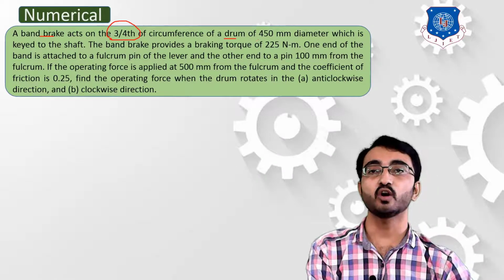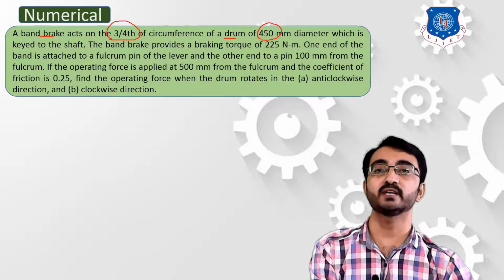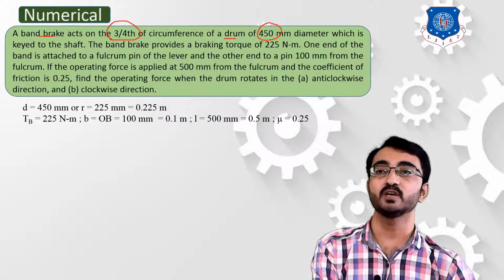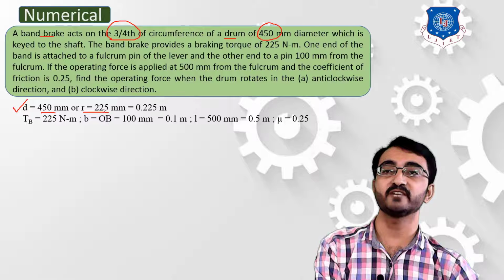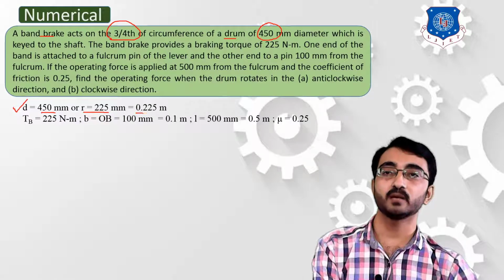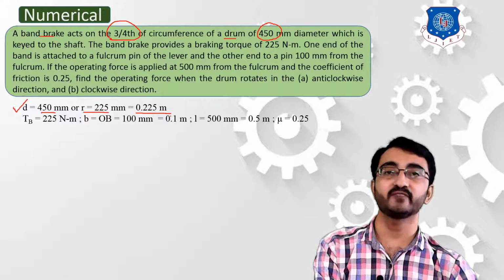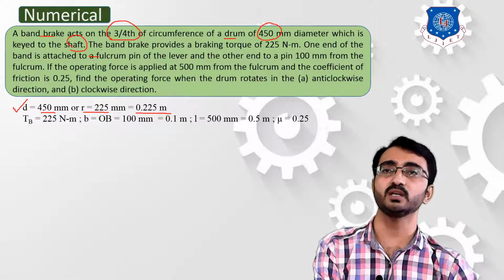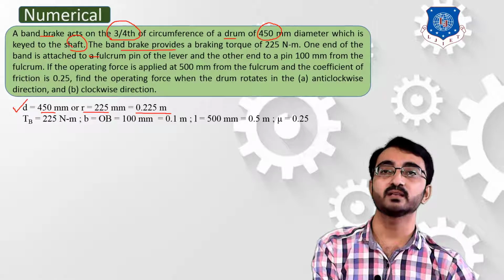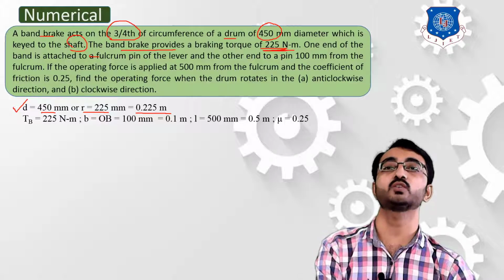Then the drum of 450 mm. Over here they have given the diameter of the drum, so you can list out the first data, that is d is equal to 450 mm. From that you can calculate the radius, that is equal to 225 mm. If you consider this value in meters, then we simply divide it by 1000, so your final radius is equal to 0.225 meter. Now this brake drum is keyed to a shaft. The band brake provides a braking torque of 225 Newton-meter.